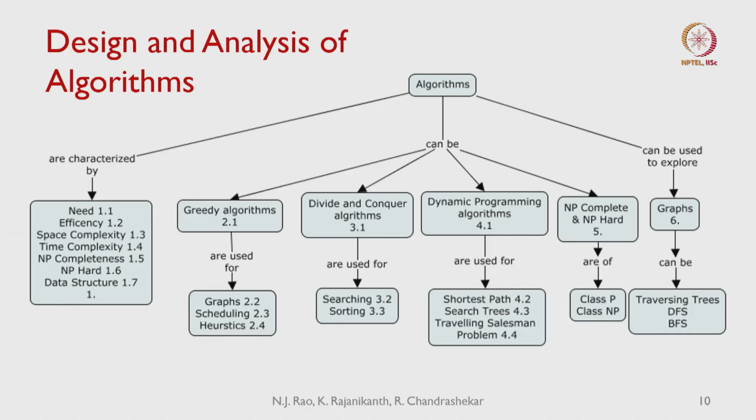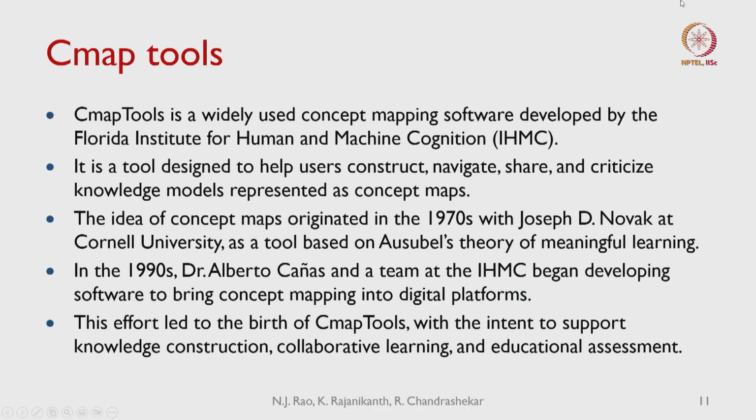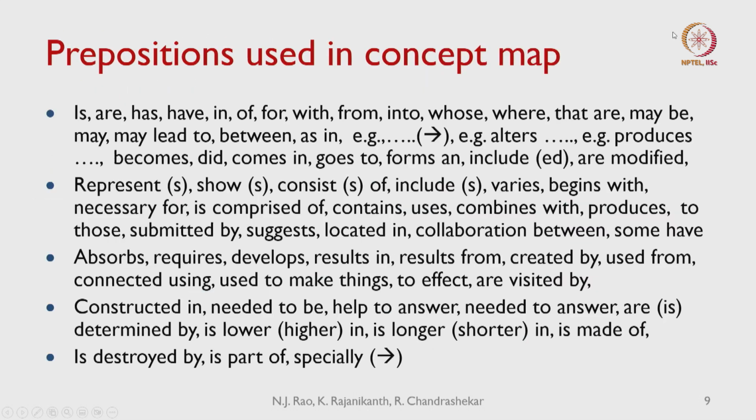So need is one concept, efficiency is another concept. These are all the characteristics of an algorithm, and each one is a different concept. I suppose I have explained the structure of a concept map, which will have all these elements.